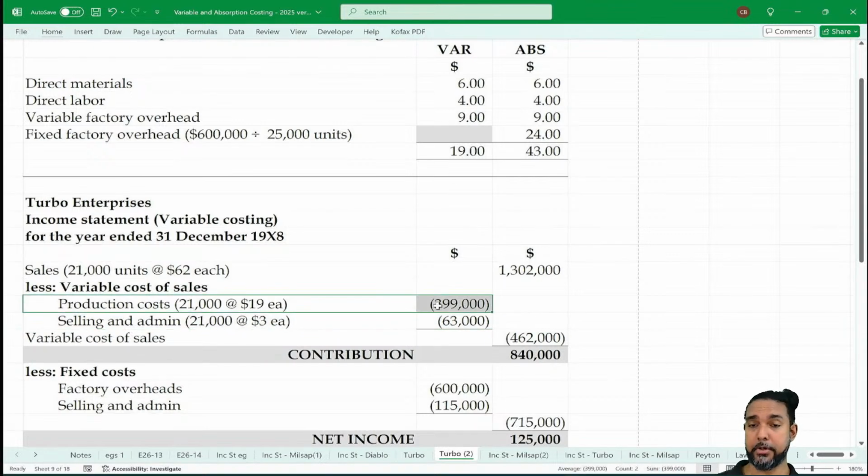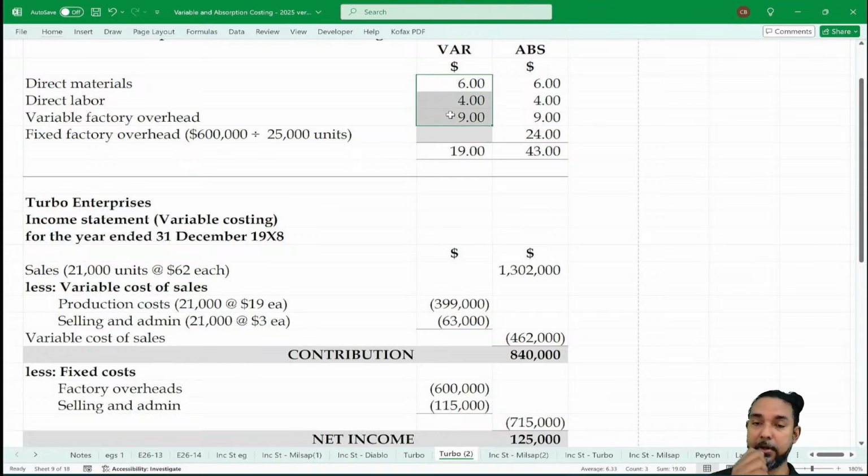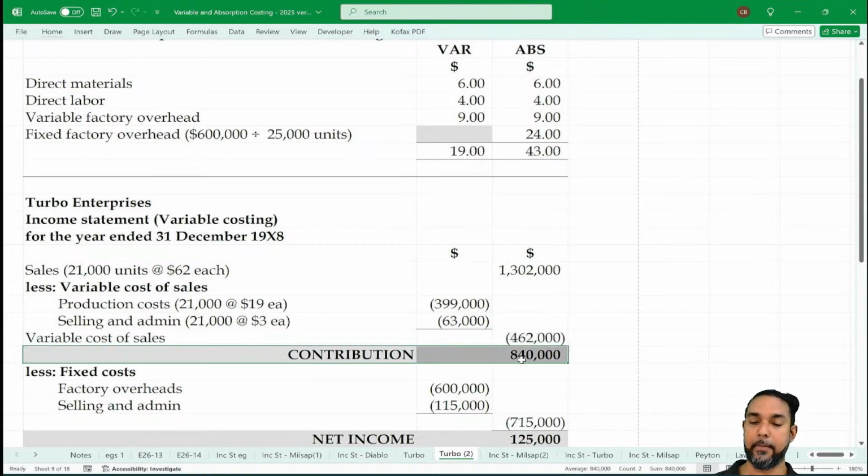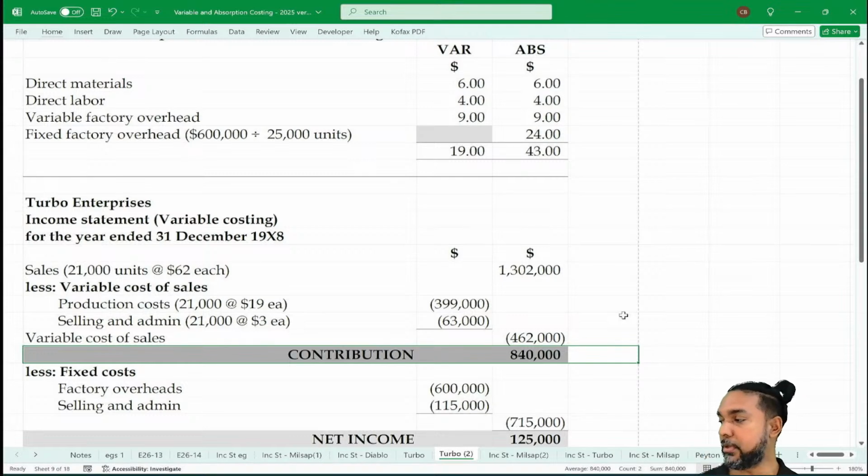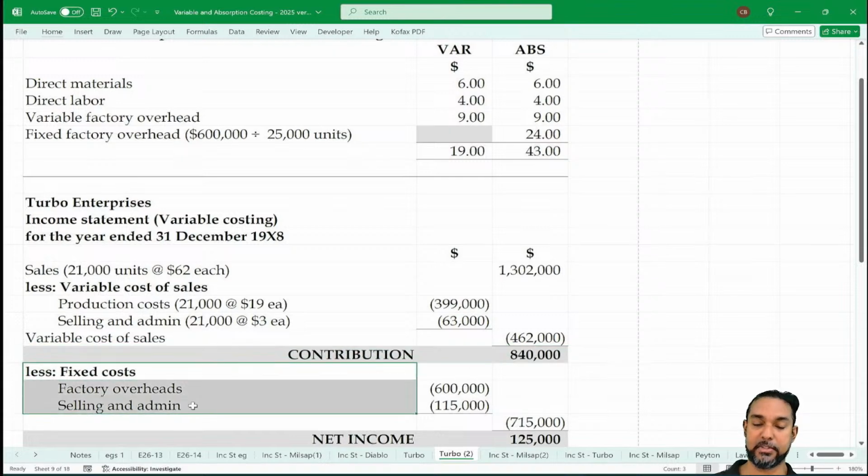The variable production costs we worked out already last week. So we had $19 per unit. And if we sold 21,000 units, you multiply that by 19, you get this figure. We add up those two. It gives us the variable cost of sales, which we subtract from our revenue. And we get this figure here, which is called contribution. So this income statement's version of gross profit is referred to as contribution. It's called contribution because that figure is contributing to covering the fixed costs, right?